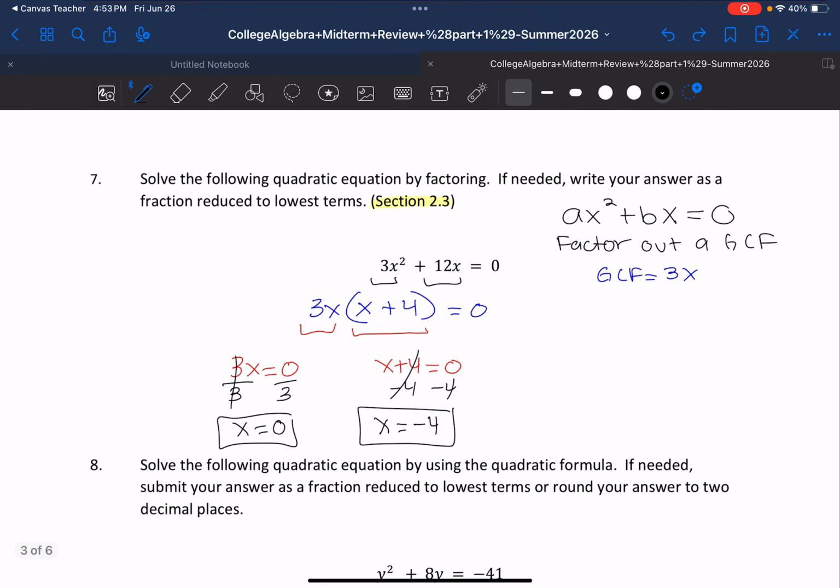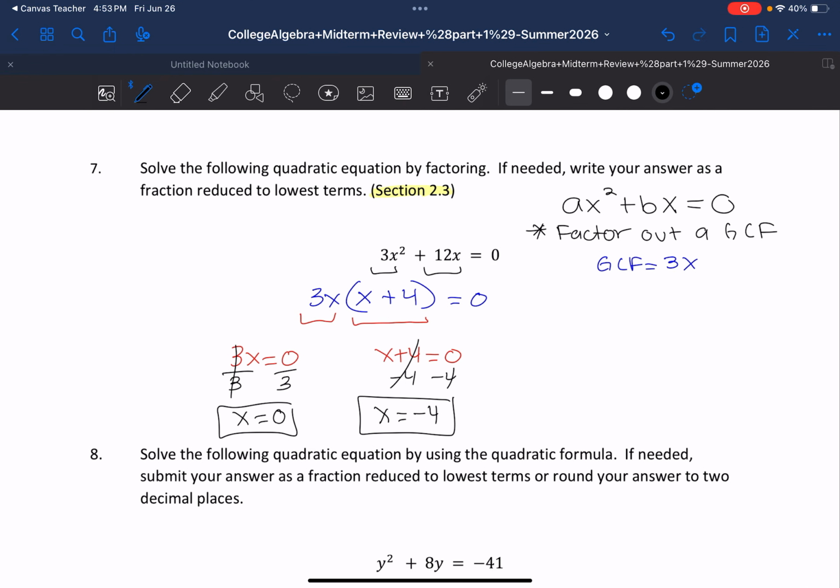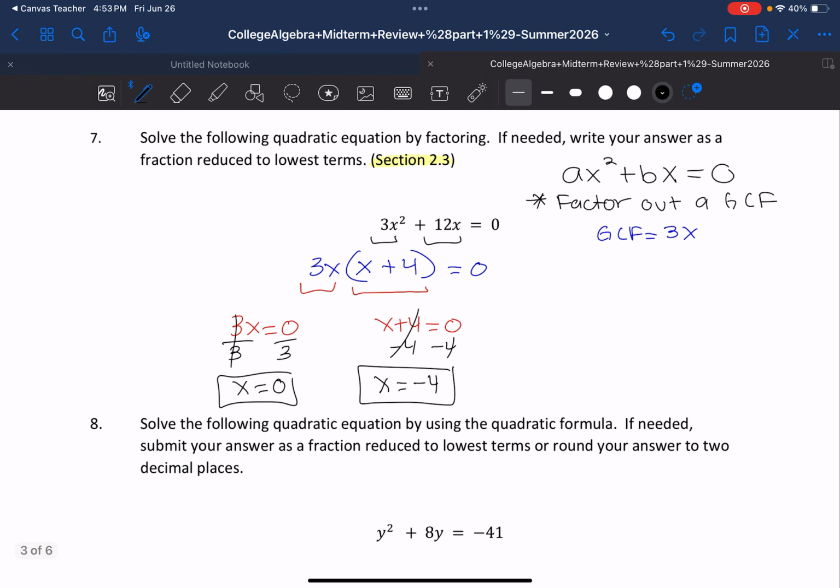Okay, so that's a little hint there. If you don't have a C and it asks you to solve by factoring, just factor out the GCF, and then set each factor equal to 0 always.